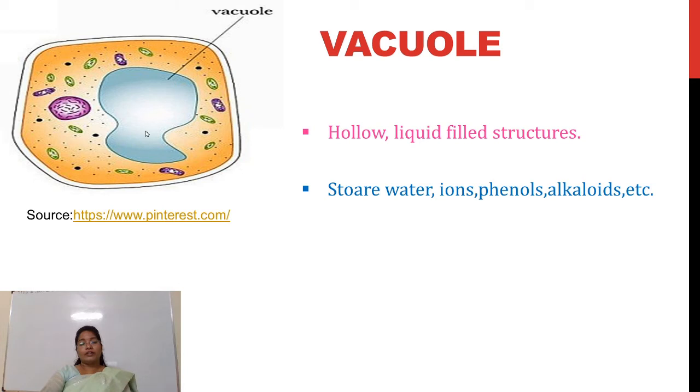The next important structure is the vacuole. In a plant cell, there is a large hollow liquid filled structure called the vacuole. The vacuole is also present in animal cells, but in plant cells it is large and occupies more area, so the nucleus is shifted to one end. The function of the vacuole is storage. It stores water, ions, phenols and alkaloids.